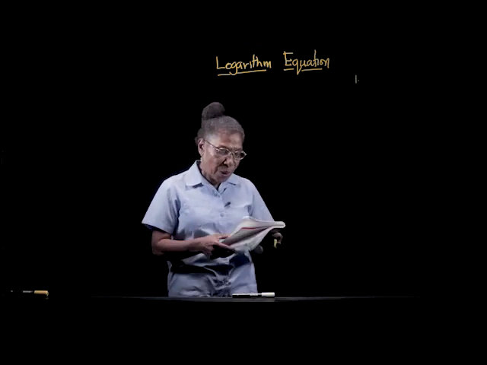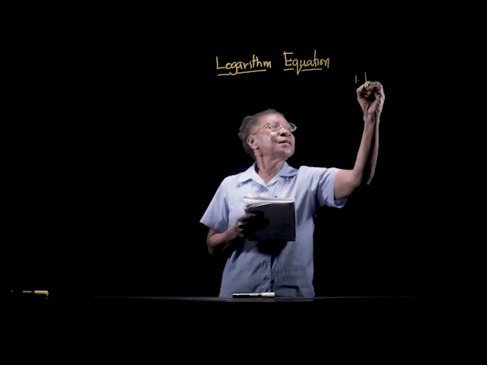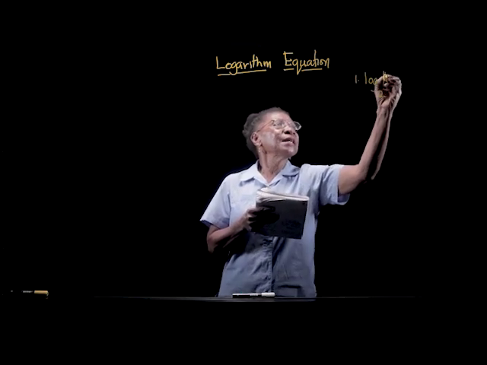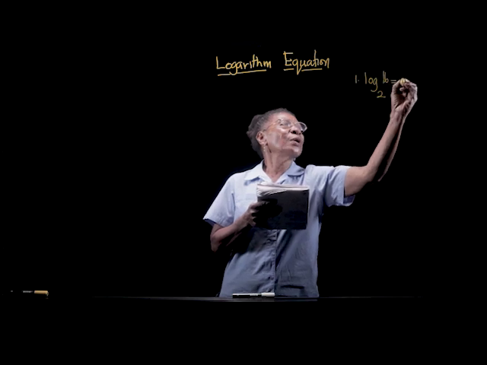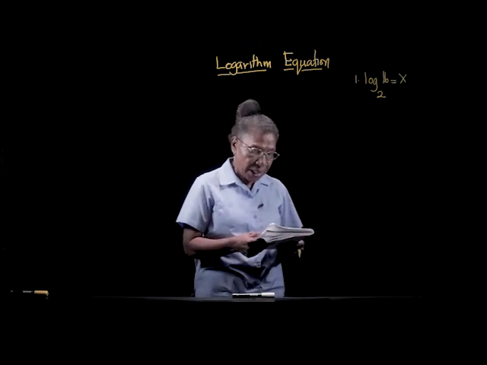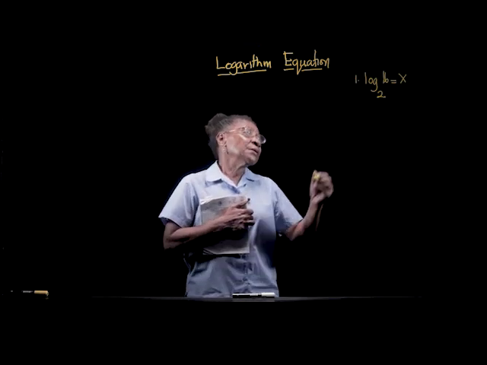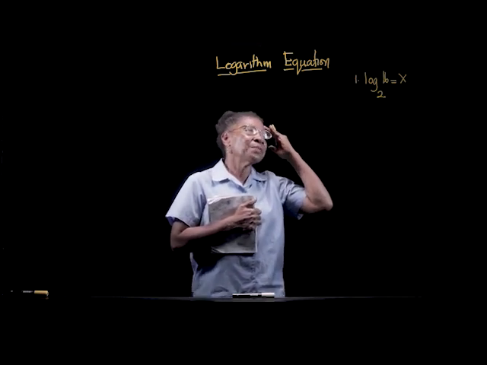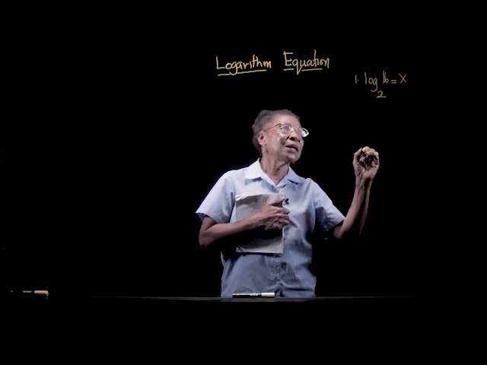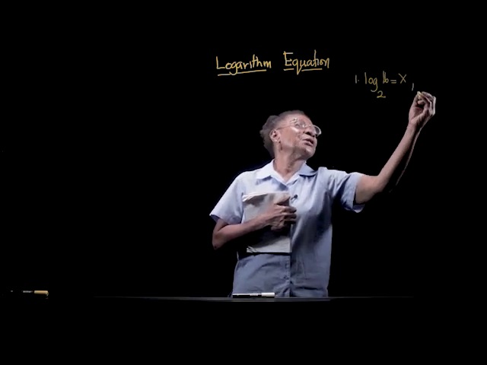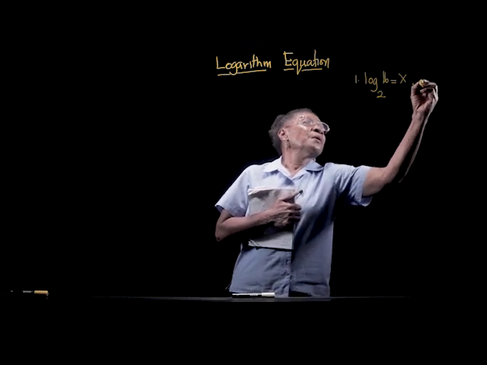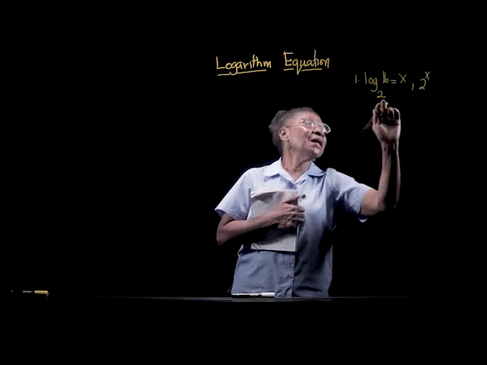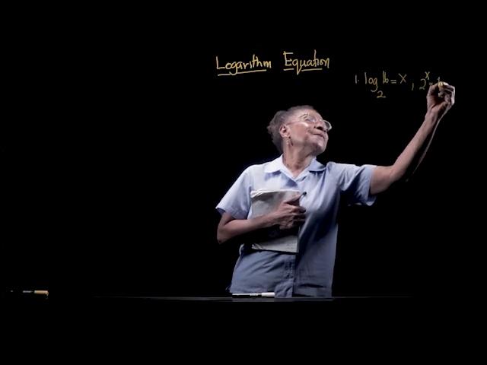In example number 1, we have an equation that looks like this: log base 2 of 16 is equal to an unknown value x. If log base 2 of 16 is equal to x, then the only way I could solve that is to express it in an exponential expression. That would give me 2 raised to the power of x, because 2 is the base, is equal to 16.